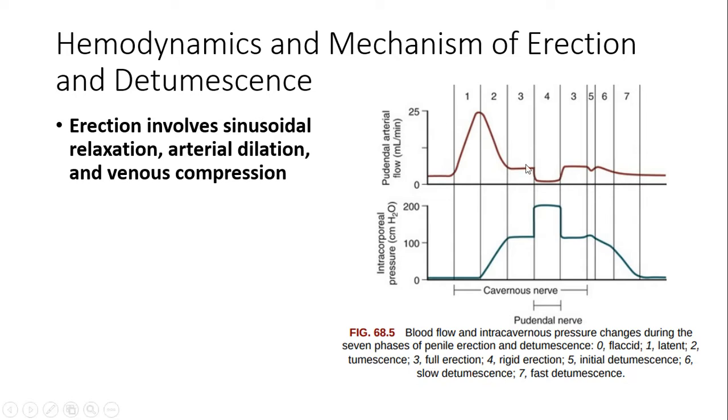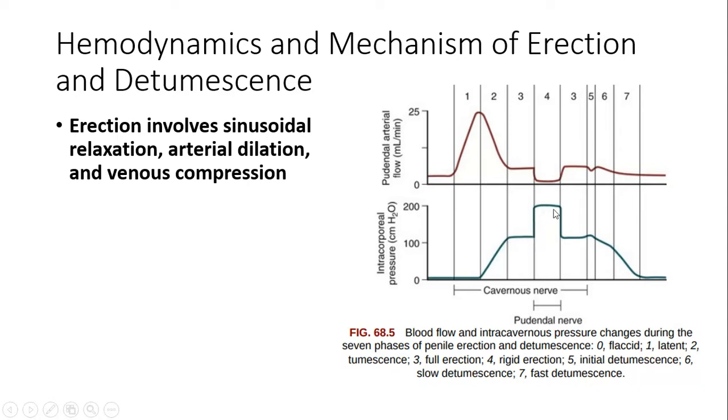And finally, you see that in the third phase we have a plateau of venous outflow, which is promoted by the cavernous nerve, so venous compression is reached. What is present? That's the full erection phase. So this third phase is full erection, and then we have some changes.